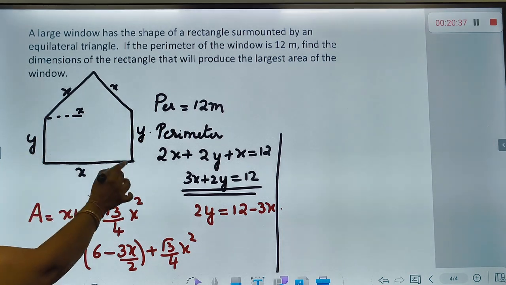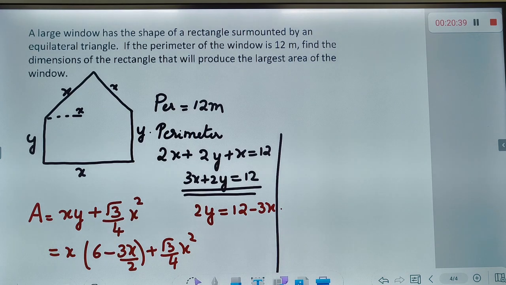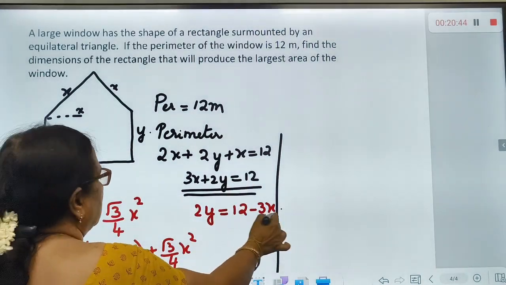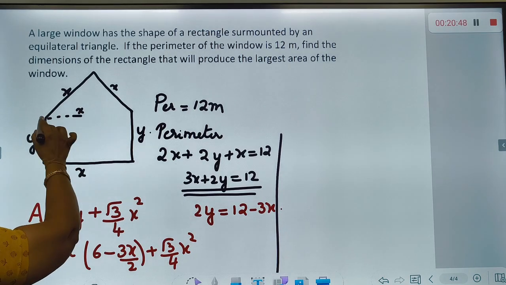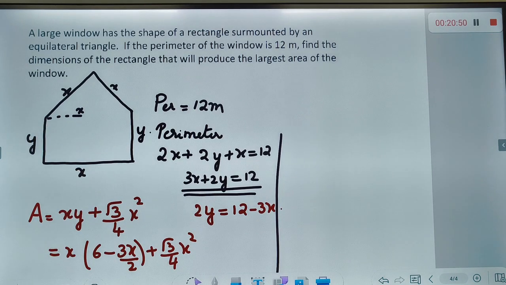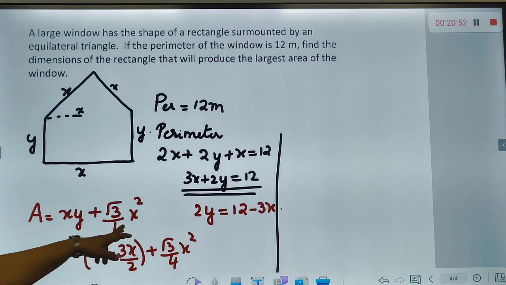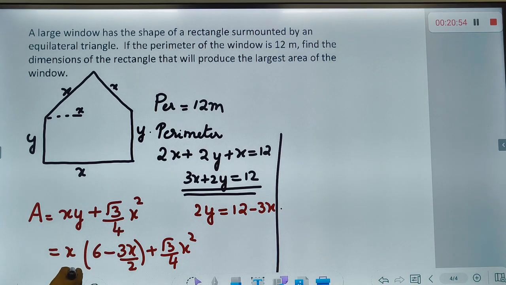So 3x plus 2y is 12, because the perimeter is given to be 12, from which 2y is 12 minus 3x. Area is x into y plus root 3 by 4 side square for an equilateral triangle. Side is x, so root 3 by 4 x square. For y, I have replaced it. X and y are variables.